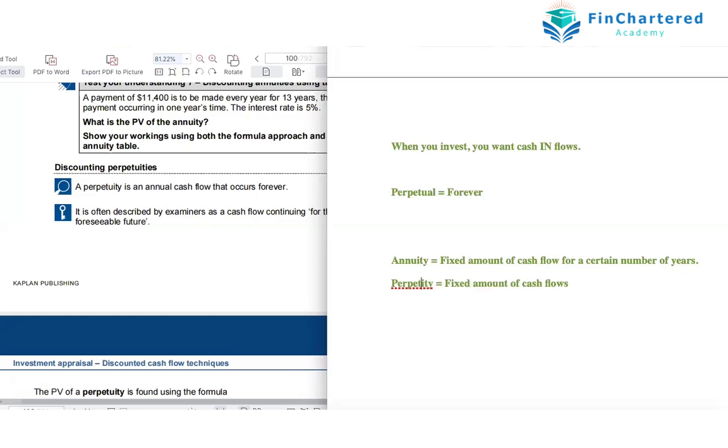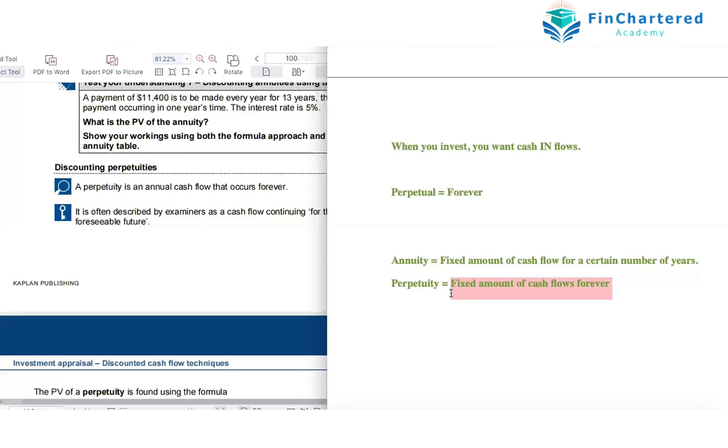Perpetuity, I'm not good with spellings. Fixed amount of cash flows, but this is not for a certain number of years, not for 7, 8, 10 years. This is forever, at least for the foreseeable future. That is until and unless we can see the future. For the foreseeable future, you're getting this amount. No, Kittu. Here, perpetuity will not be for X number of years. Perpetuity will mean forever. For as long as of now, it's forever.